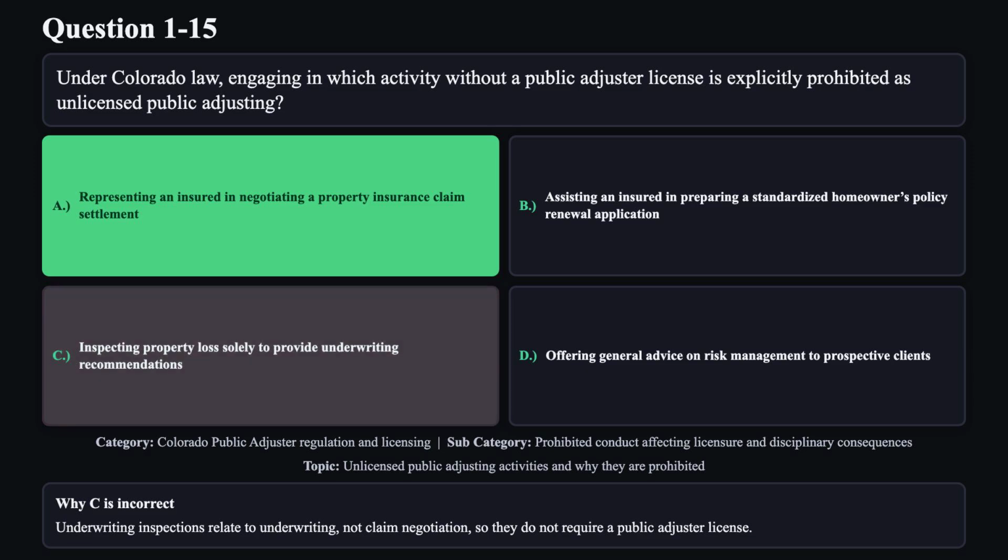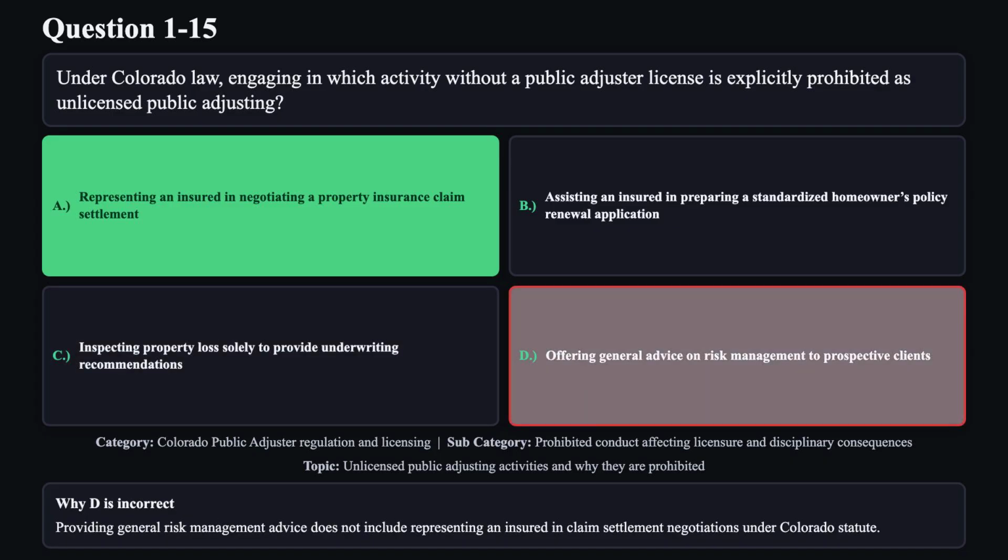Reason C is not correct. Underwriting inspections relate to underwriting, not claim negotiation, so they do not require a public adjuster license. Reason D is not correct. Providing general risk management advice does not include representing an insured in claim settlement negotiations under Colorado statute.